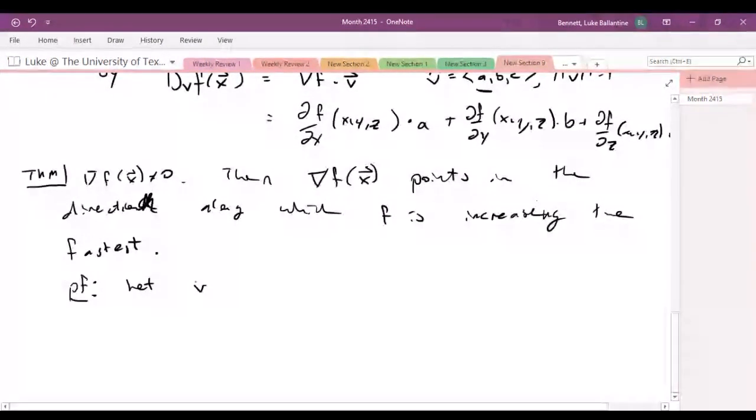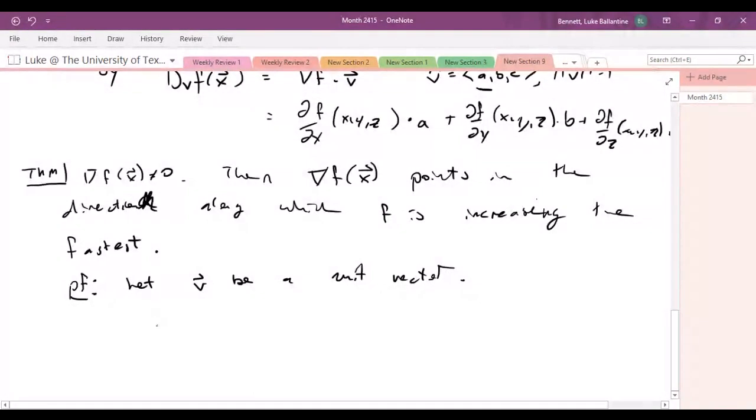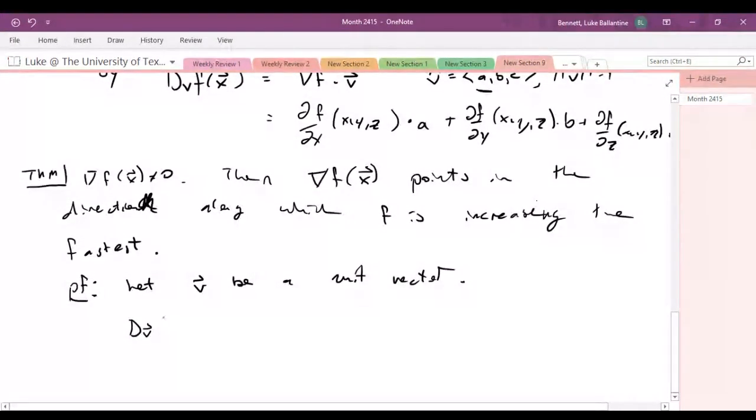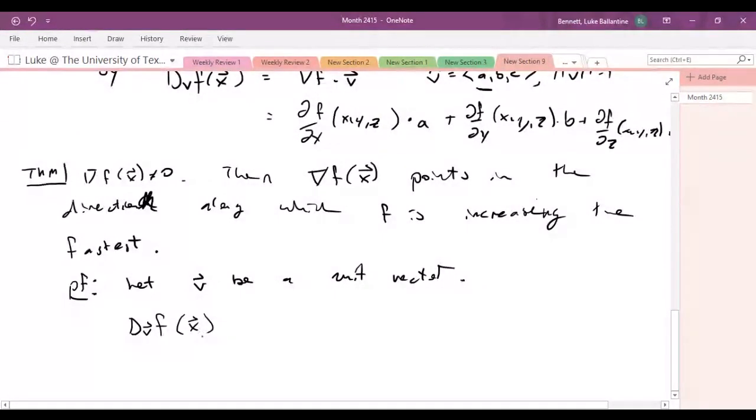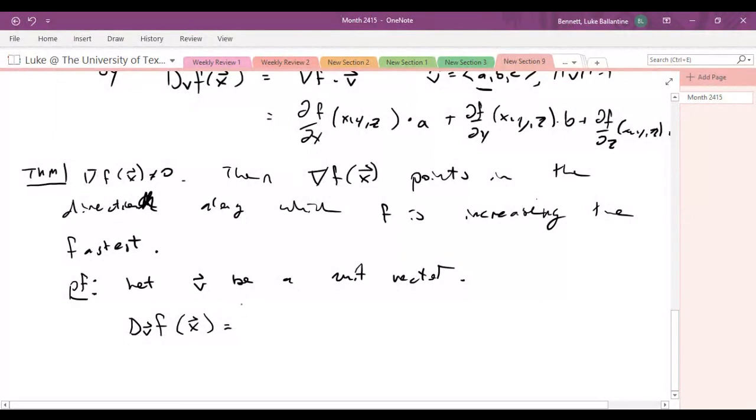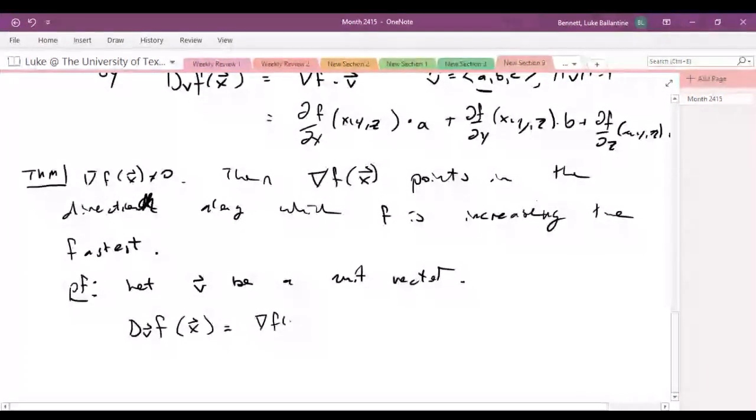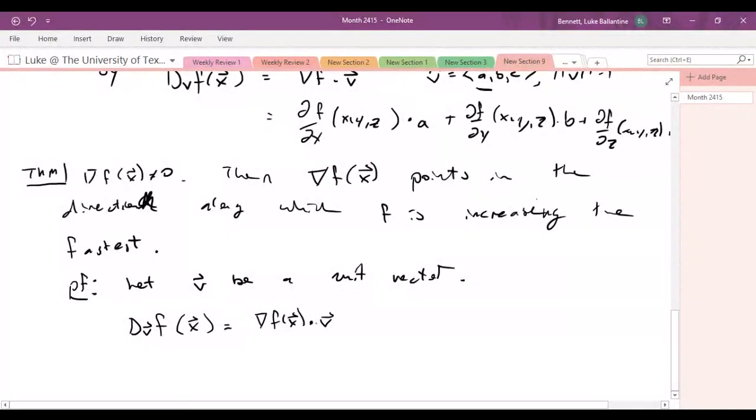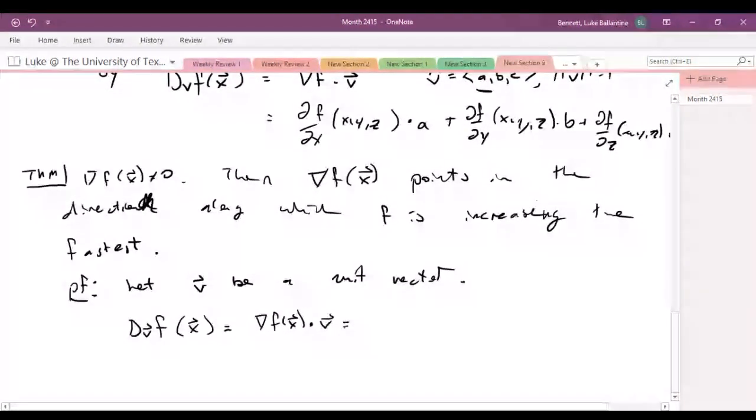Say let v be a unit vector, and then suppose we take the directional derivative in the direction of v of f at x. This is equal, by the above theorem, to del f of x dot v. Now we could take the dot product the easy way, where we just multiply component-wise, but instead I'm going to use the definition.